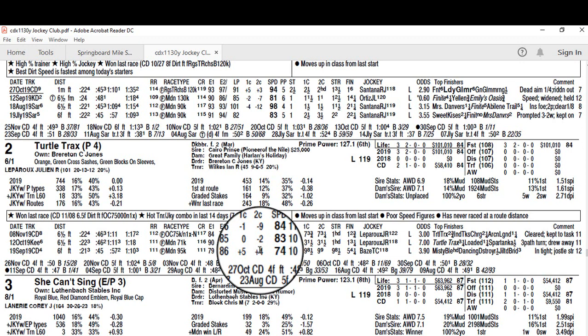And then in other videos, we'll break down the different pace numbers and speed figures and all these specific numbers that are unique to Ultimate Past Performances provided by Brisnet. It's a good product. I've used it for a long, long time. So if you learn how to read this, it's going to definitely keep your bankroll intact and hopefully make you some money.